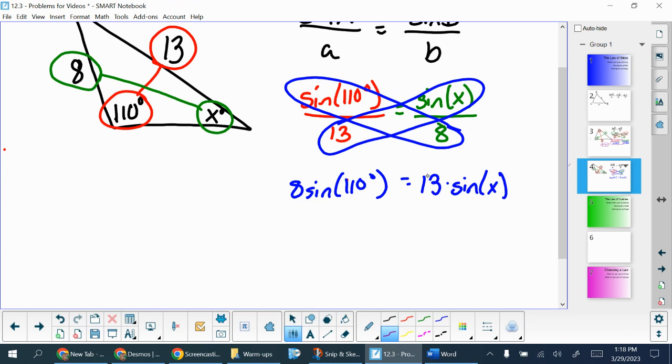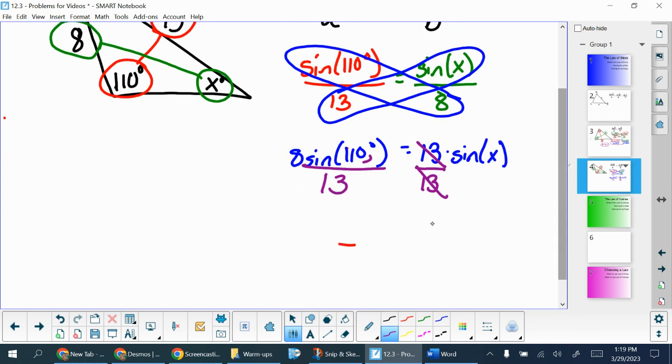The first thing that's really easy to get rid of is just 13. It's 13 times the sine of x. Well, the opposite of times is divide. So I'll just divide by 13. On this side, it cancels out. On this side, I'm leaving it alone. I'm not typing anything into my calculator yet because I'm going to keep that for the last step.